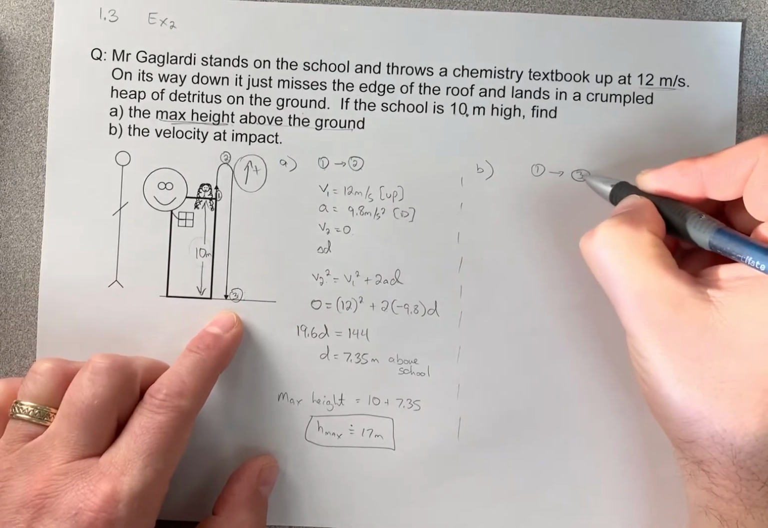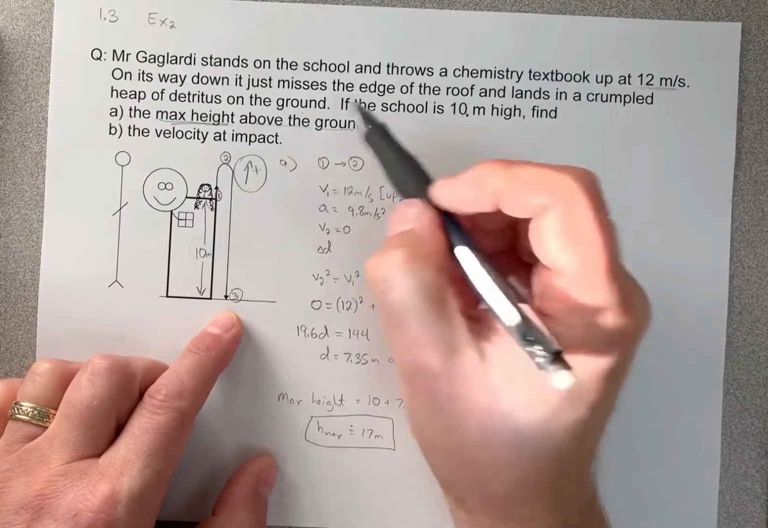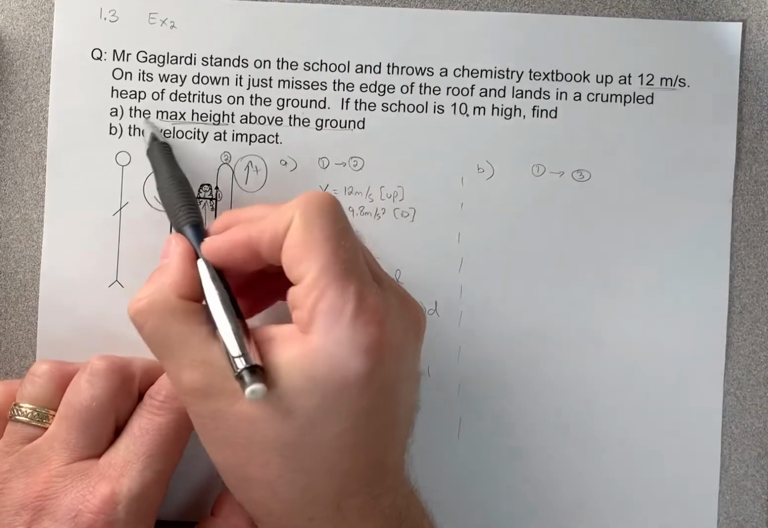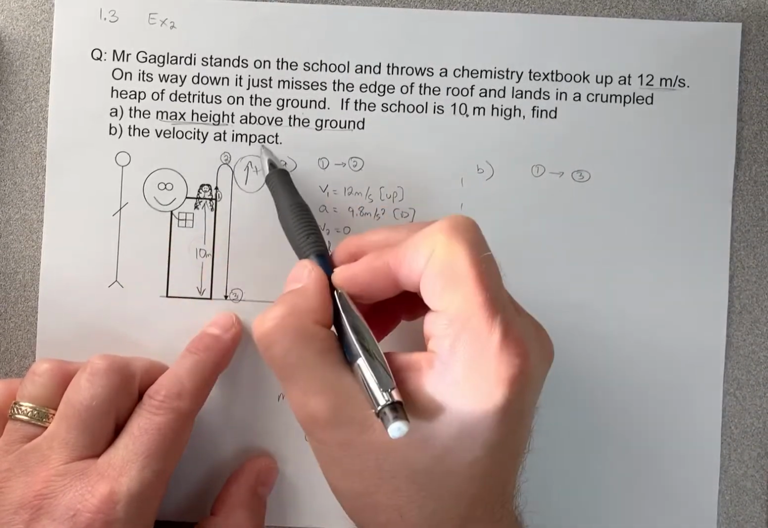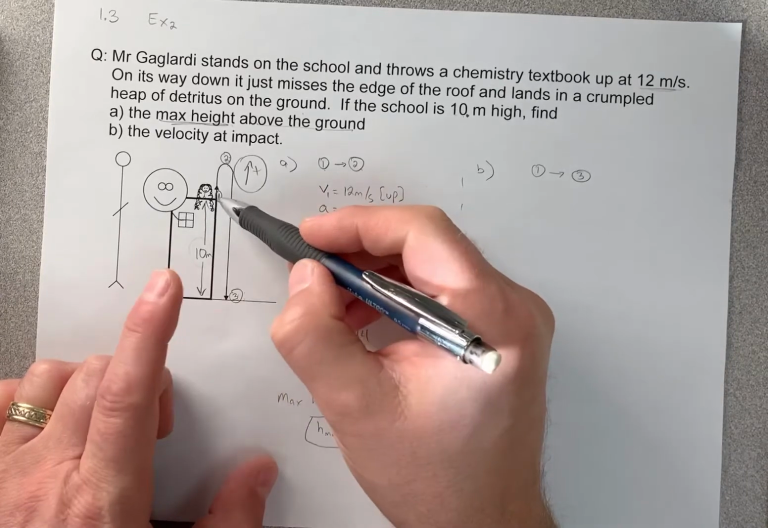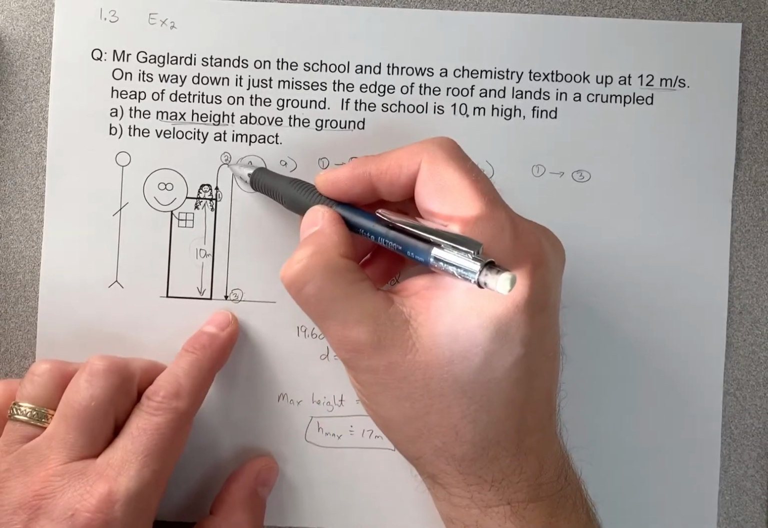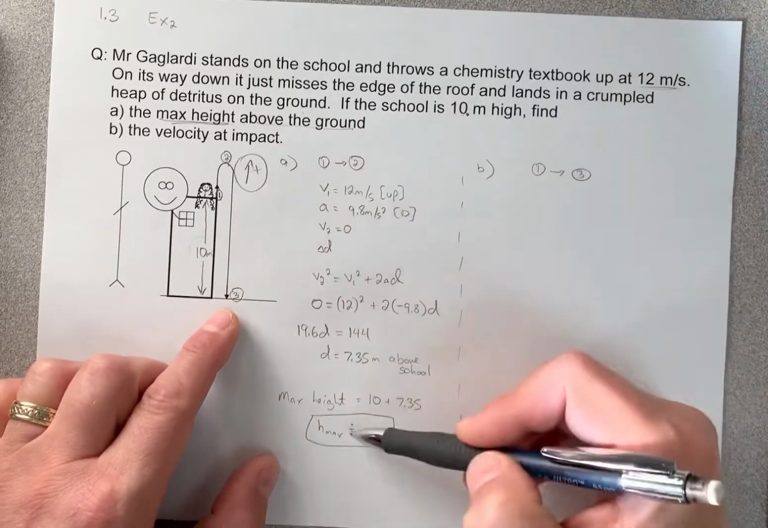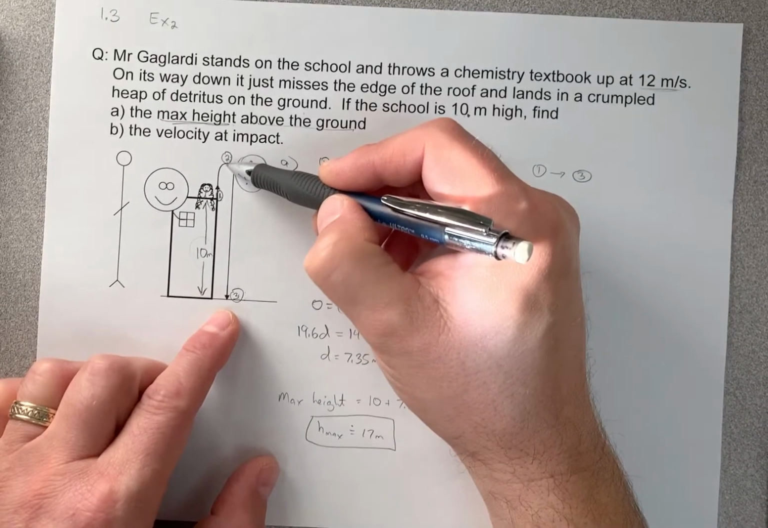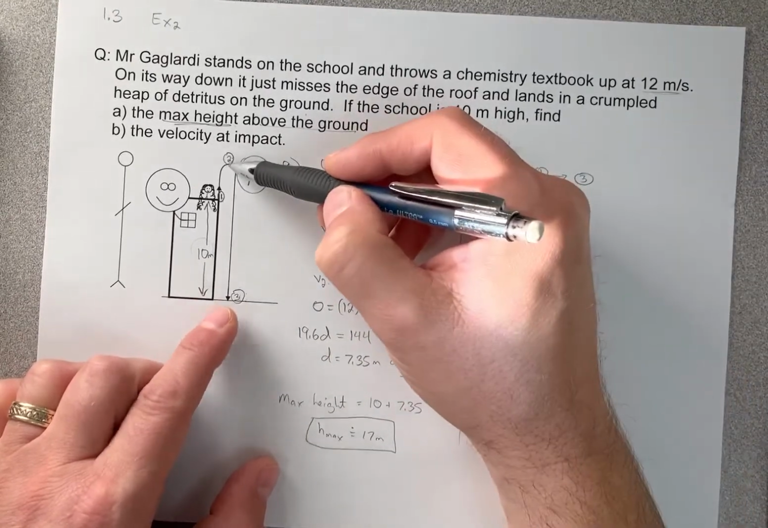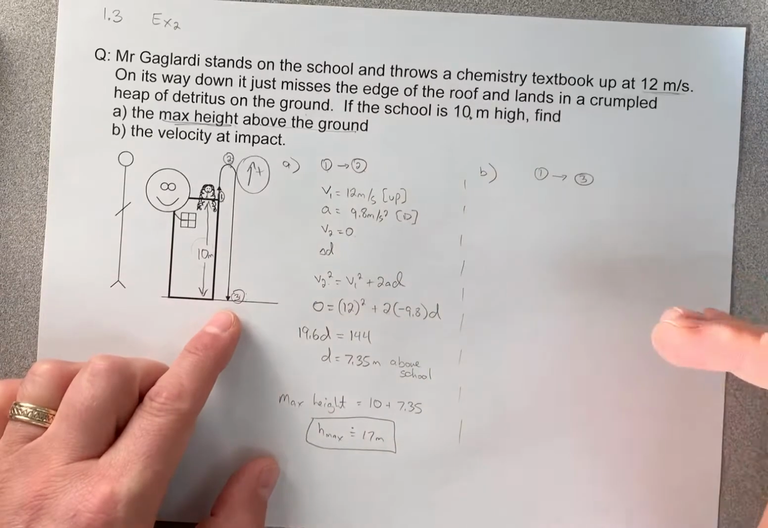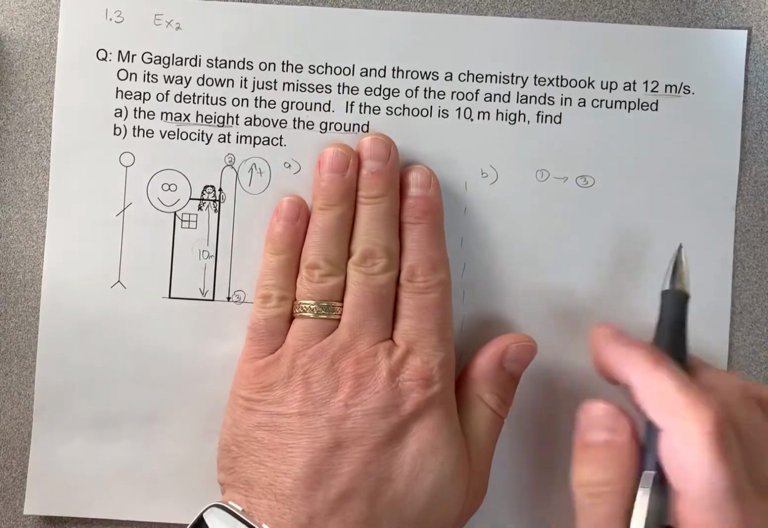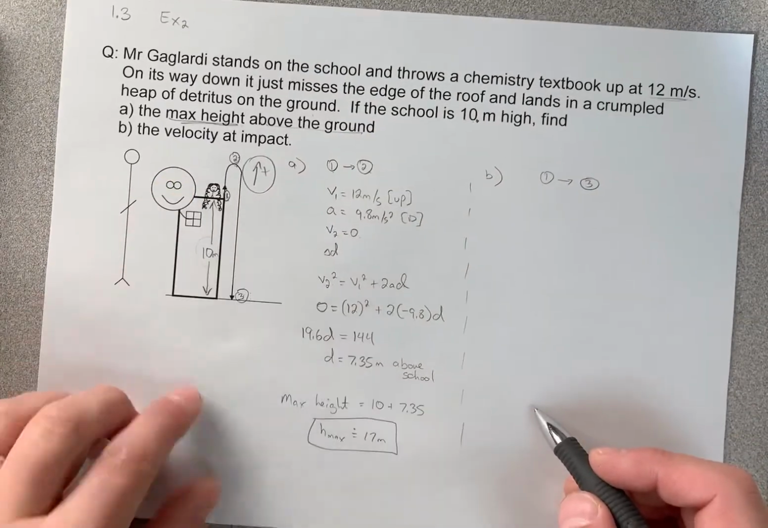And the reason is I just wanted to show you, if I had this exact question, but I wasn't asked part A, if I was only asked part B, then I would just go from 1 to 3. I don't need to stop at that middle position. I don't need to do this work to figure out what that max height is and then go from 2 to 3. I don't need to do it in multiple steps. So I never had to do this part in order to answer part B of the question.